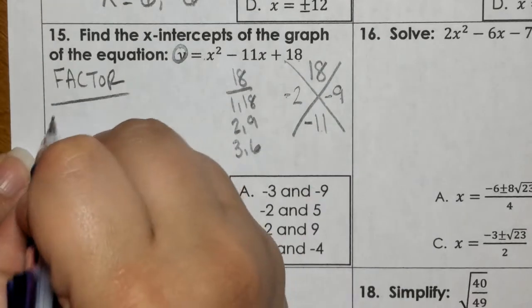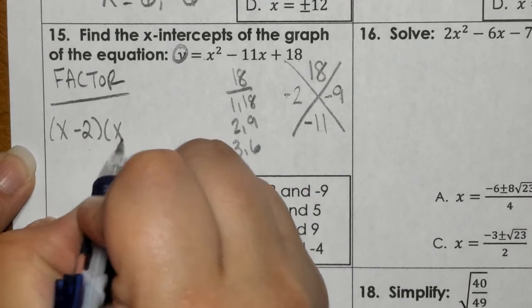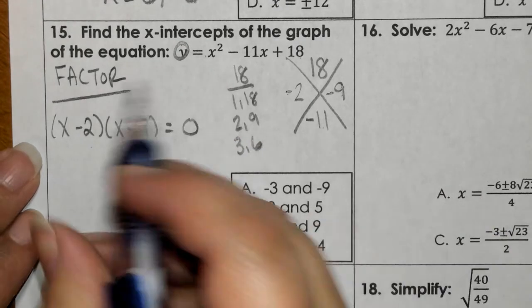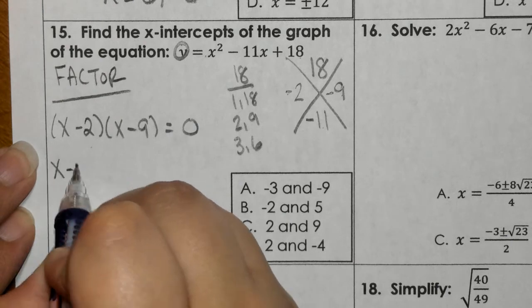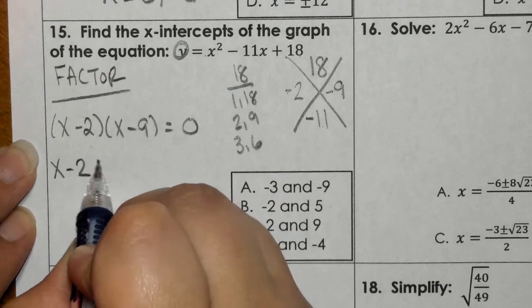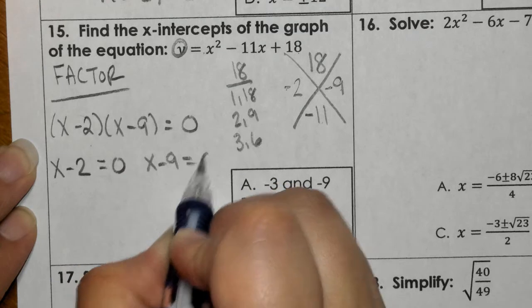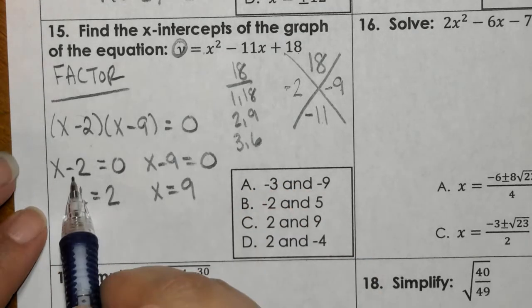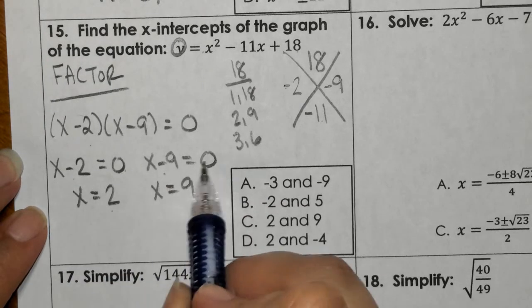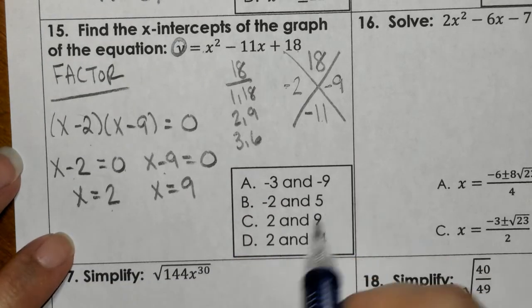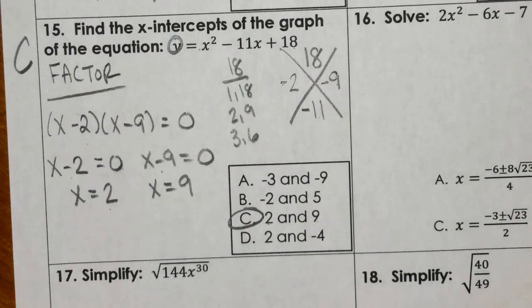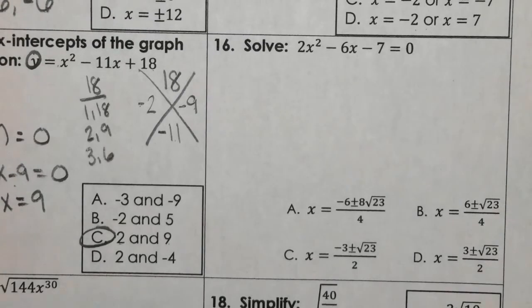So now I would say x minus 2, x minus 9 equals 0. Then I set each section equal to 0. Because I added 2, 0 plus 2 is 2. I added 9, 0 plus 9 is 9. So I'm looking for 2 and 9. So C.